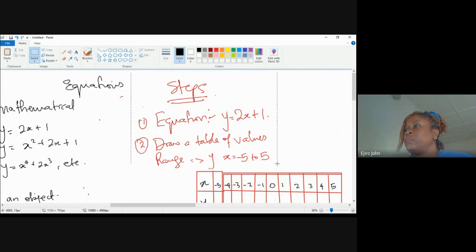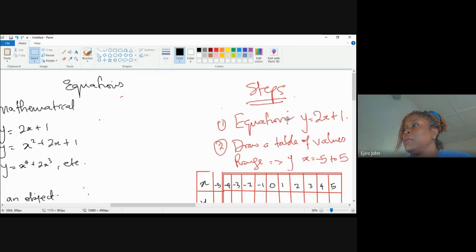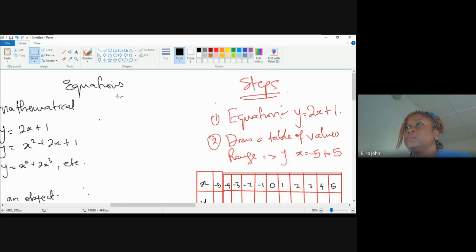Sorry, I have to move everything so that it will look more orderly than it's looking right now. Okay, let's go ahead.